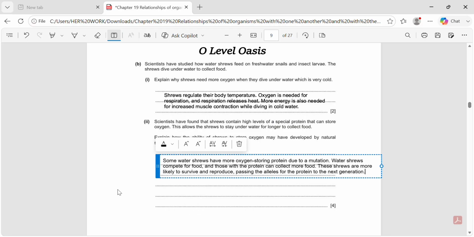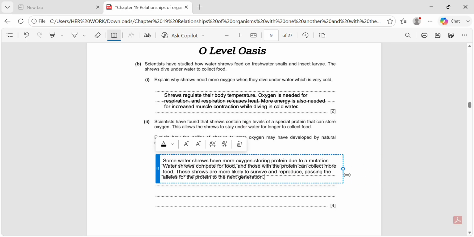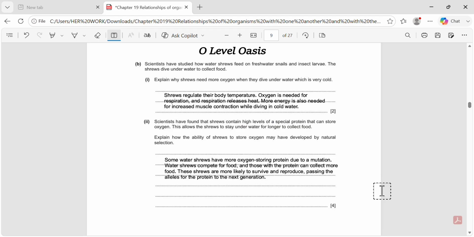So the answer we write is, some water shrews have more oxygen storing protein due to a mutation. Water shrews compete for food. Water shrews that have the protein can collect more food. These shrews are more likely to survive and reproduce. They pass the alleles for the protein to the next generation.